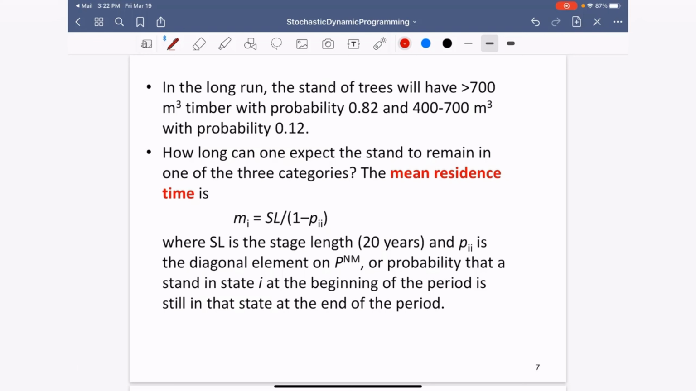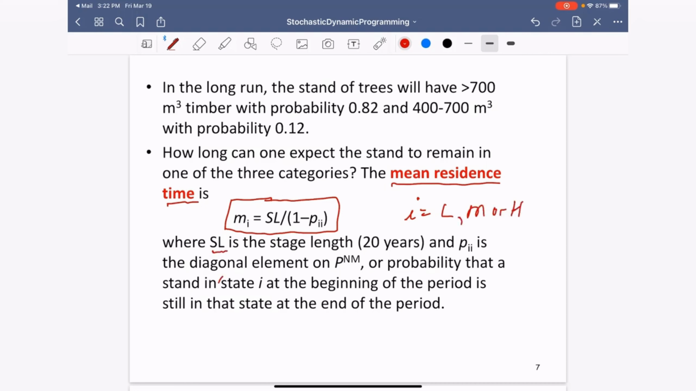So in the long run, the stand of trees will have more than 700 cubic meters of timber on it with probability 82%, and 400 to 700 cubic meters with probability 12%. How long can one expect the stand to remain in any one of these three categories? We refer to this as the mean residence time, and we calculate it using this formula here, where M_i is the mean residence time of staying in state i. So either low, medium, or high. So i equals low, medium, or high.